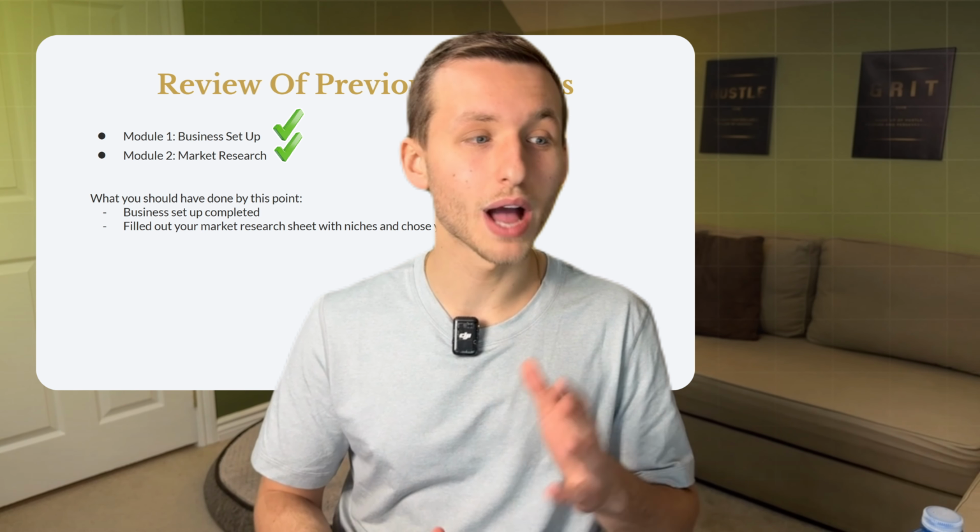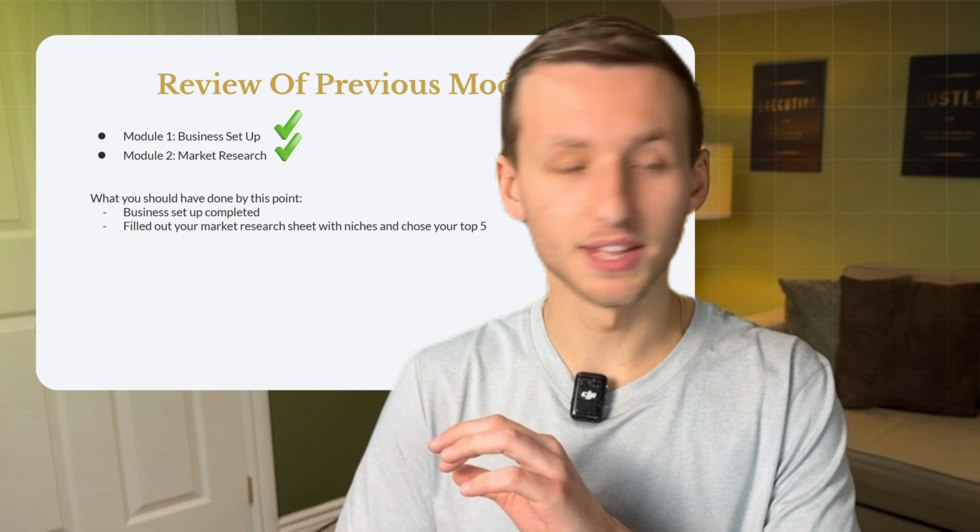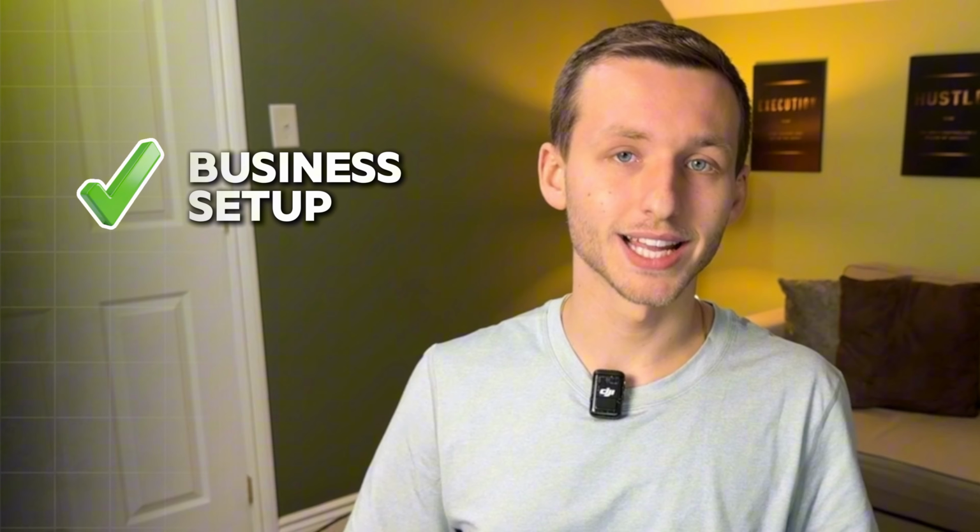Now, for those of you who have completed Module 1 and Module 2, here's what you should have done by this point, okay? Your business setup completed. It's off your to-do list. It's all done and complete. And secondly, you filled out your market research sheet with niches and you've chosen your top 5. So your list may have 50, 70, 100 different potential niches, and you've basically funneled it down to your top 5. If you've done that, stay here.